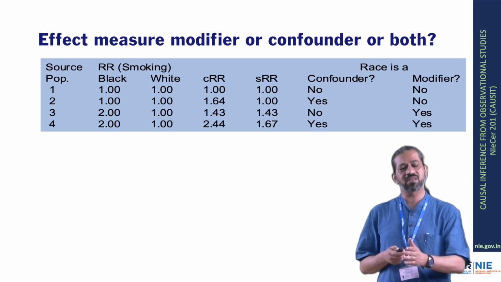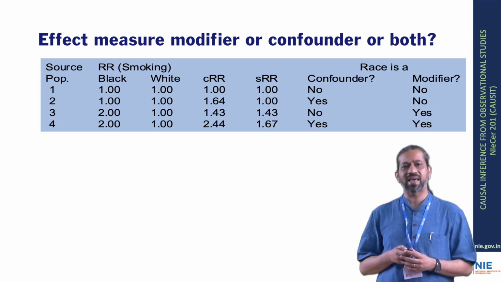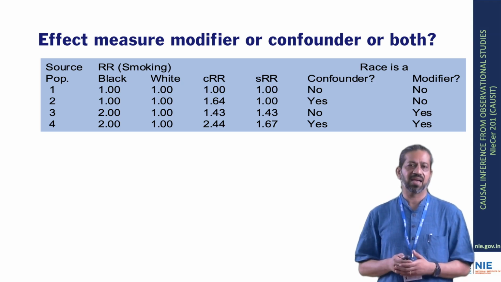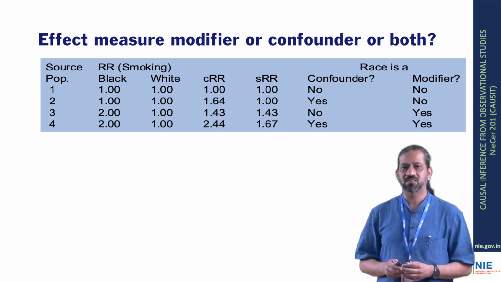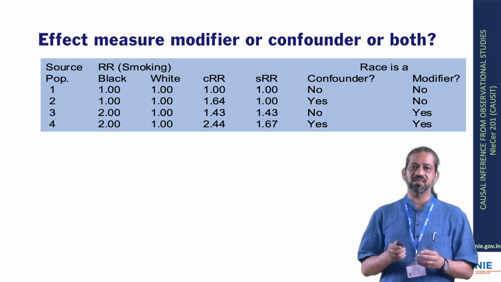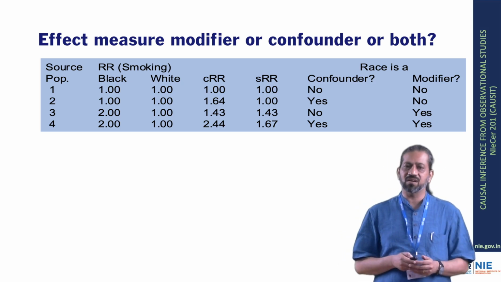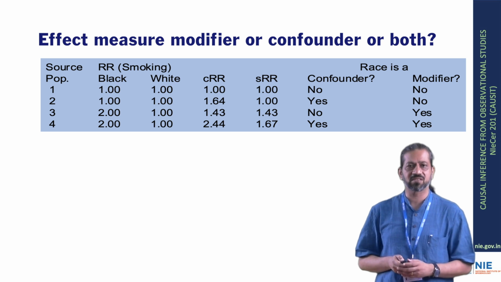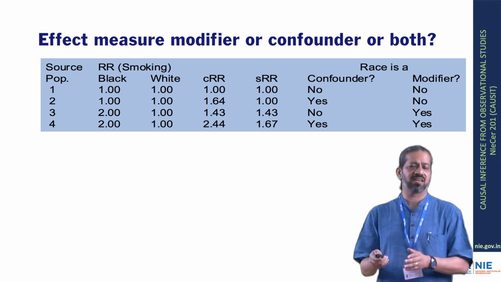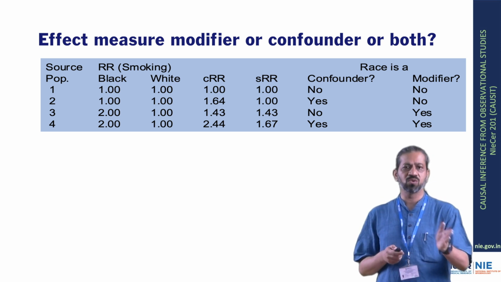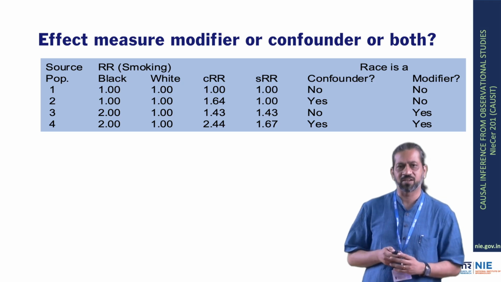However, the stratum specific risk ratios between black and white remain the same, and hence race is not a modifier. Opposite to that, in the third source population, we can see that the crude and adjusted risk ratios are similar. However, the stratum specific risk ratios, the risk ratio in black and white, are different. It's 2 in the black and 1 in the white population.